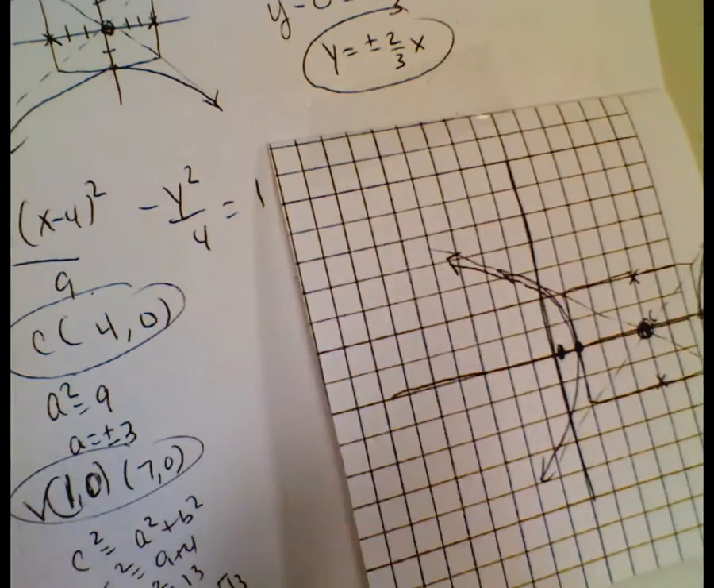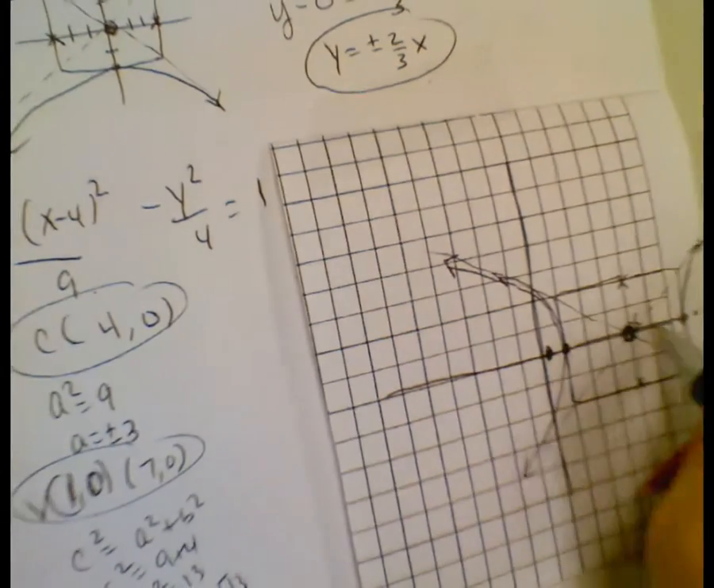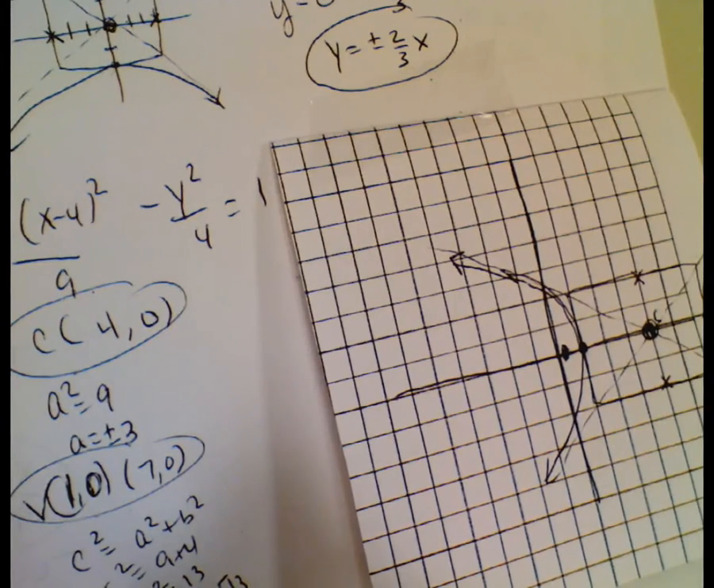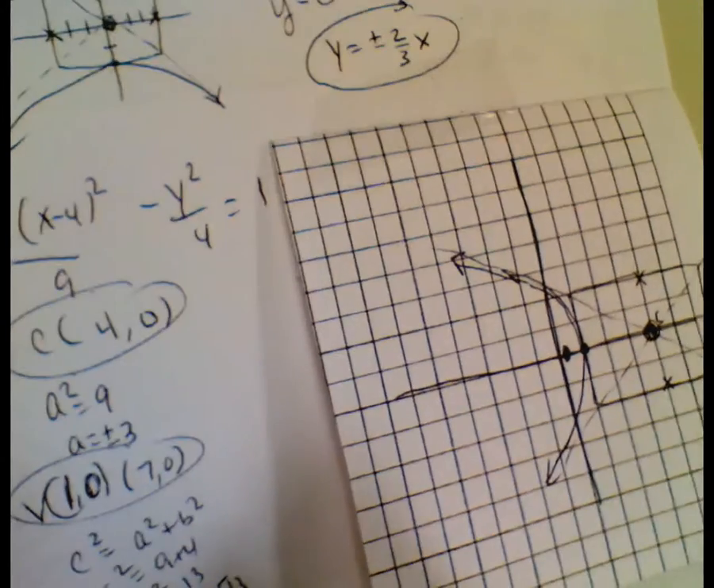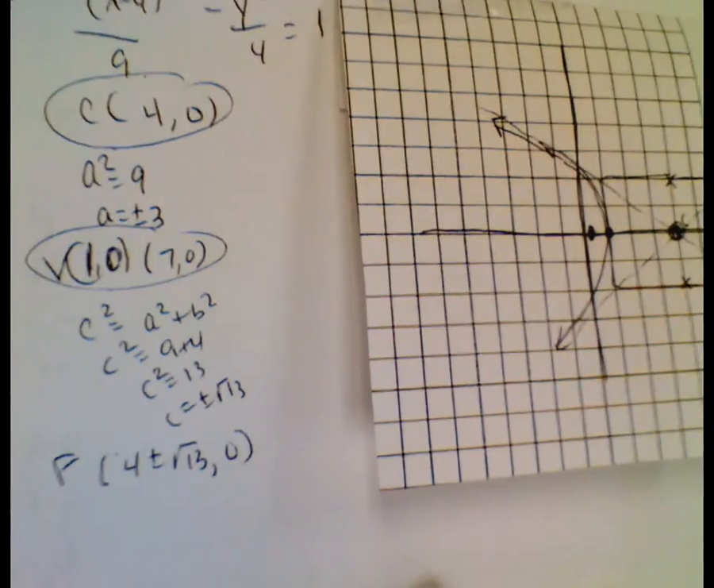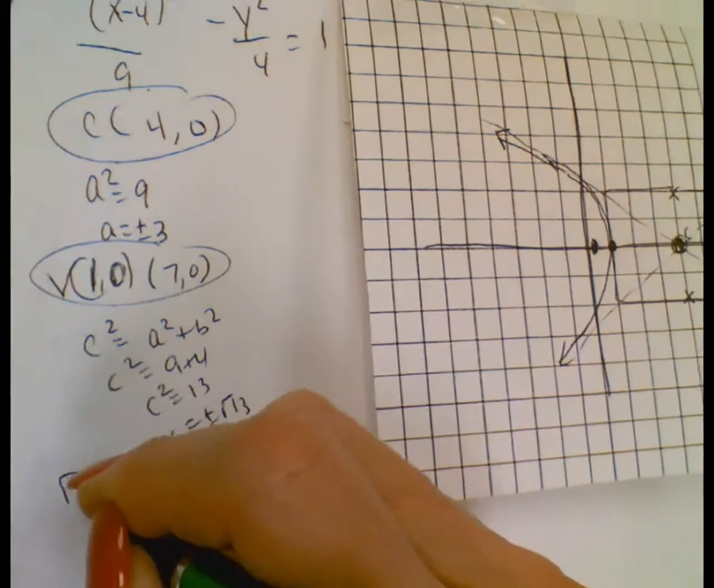So that's on the same horizontal line as the 0. So it looks like the 4 is what we're changing. So it's 4 plus or minus square root of 13, 0 for the foci.